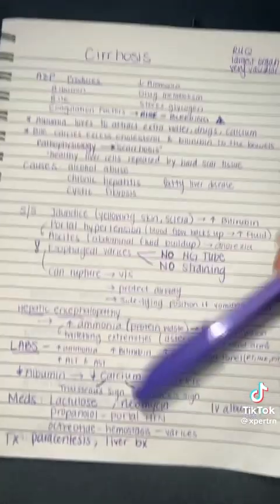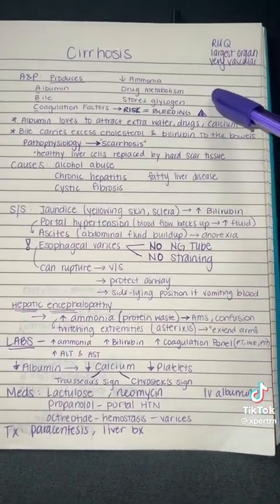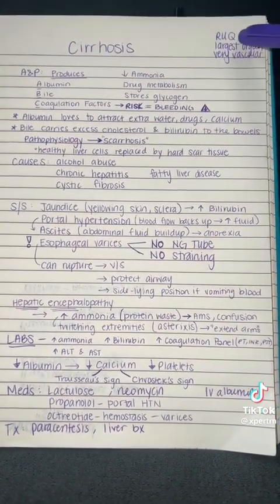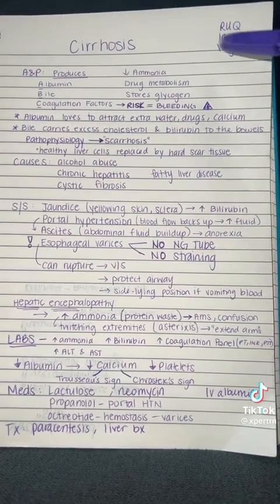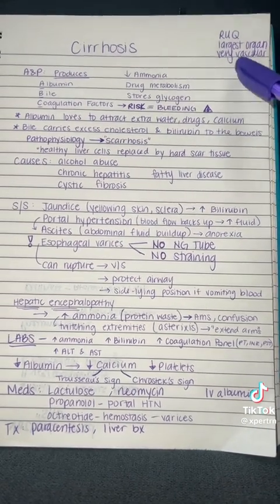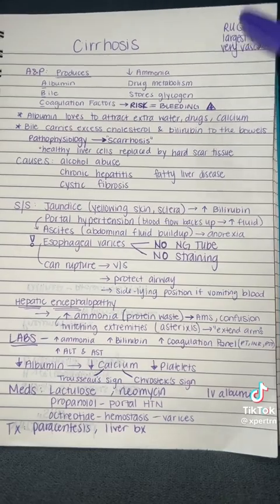If they're going for a liver biopsy because they're trying to see why do you have cirrhosis, then you want to remember to put your patient on the right side. Our liver's on the right upper quadrant, so you're going to have the patient lie on their right side since it's a vascular organ, and the biggest thing is risk for bleeding.